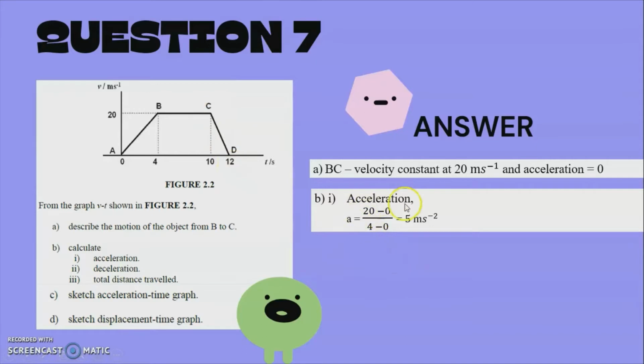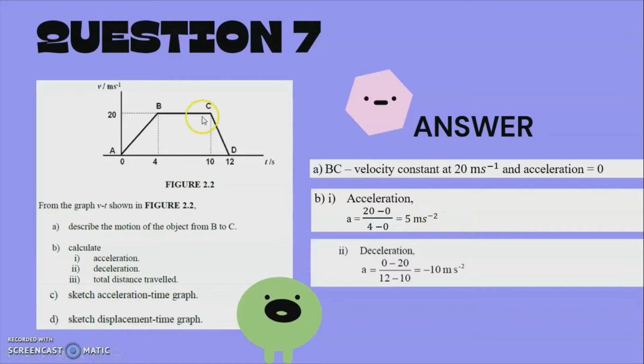Okay, so acceleration for AB is 20. So this is final minus initial. Okay, so gradient. So 20 minus 0 divided by 4 minus 0. You will get 5 meter per second per second.